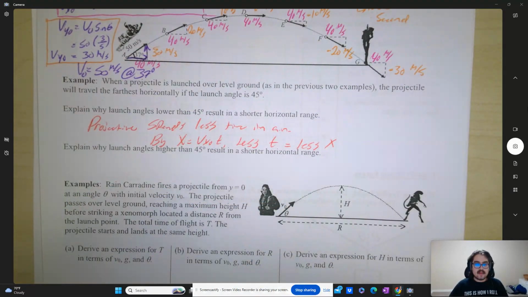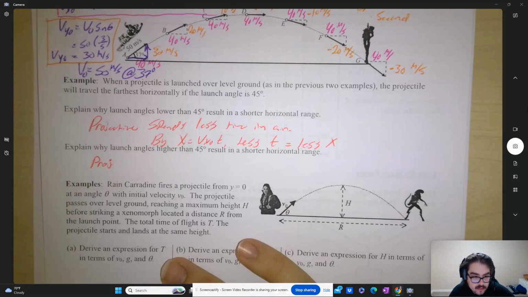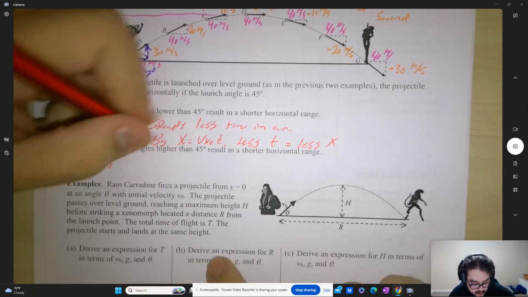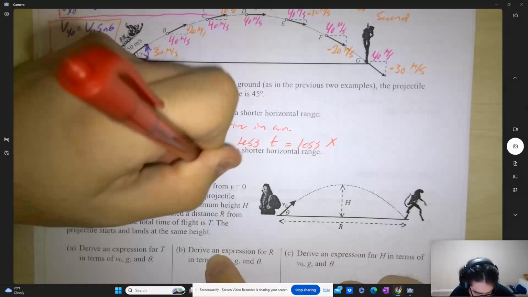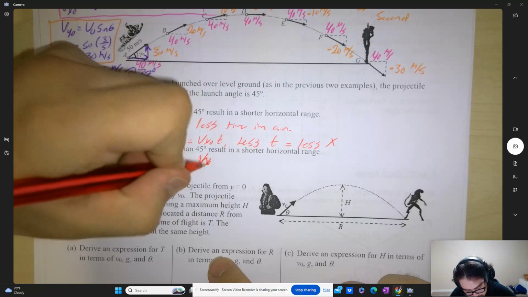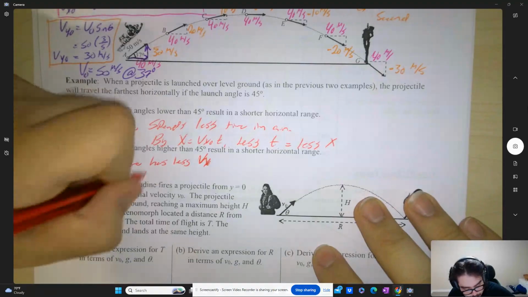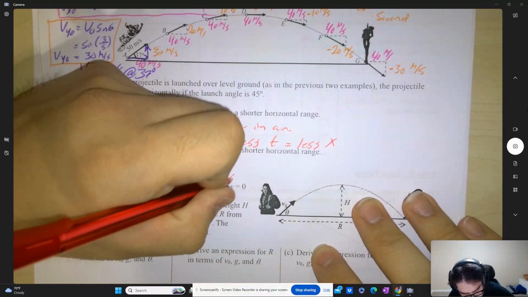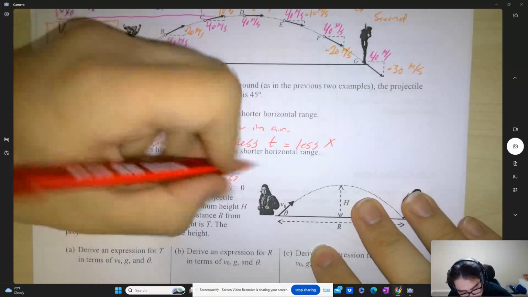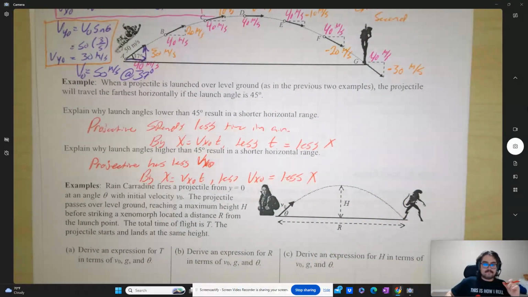Now, if you go higher than 45 degrees, then you're actually putting more launch velocity into the y direction. You're putting less into the x direction. You're putting more velocity into the y direction, less in the x direction. And by that same equation, less Vx initial is less distance, okay?